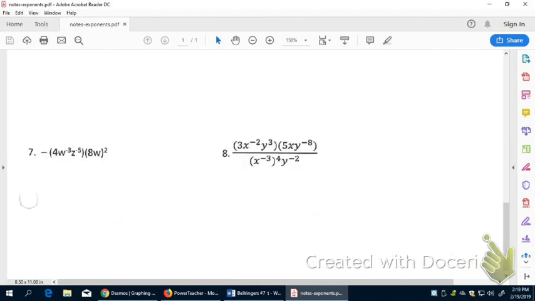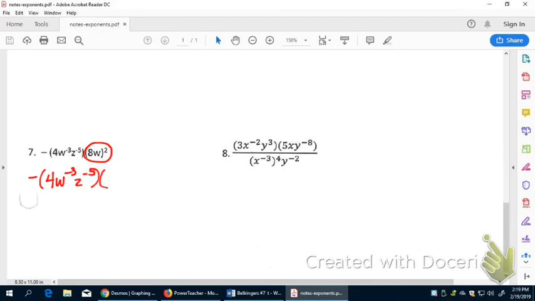Alright, number 7. On number 7, what part do you think we need to do first? We actually need to do something with this exponent first. The negative is just on the outside. We just know that our answer is going to be negative, so that's no big deal. But we do need to worry a little bit about that 8w squared, so be careful when you do this.